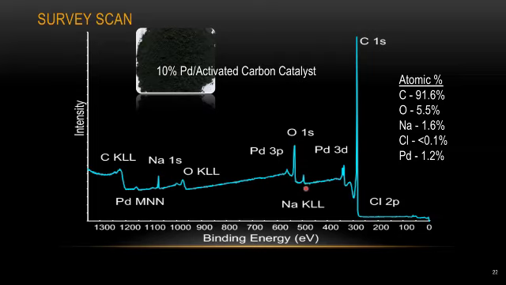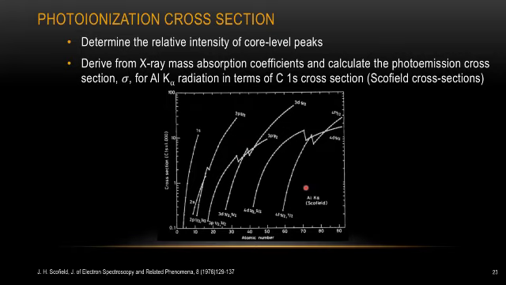The first factor is the photoionization cross-section, also known as the probability for an electron to be emitted from its electronic state. This helps you determine the relative intensity of the core level peaks. Earlier in my survey scan, you can see we have two palladium signals, 3p and 3d, but they have different intensities. That all depends on the photoionization cross-section.